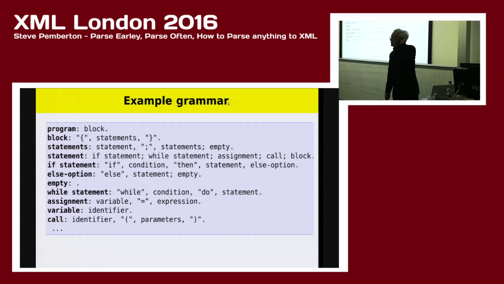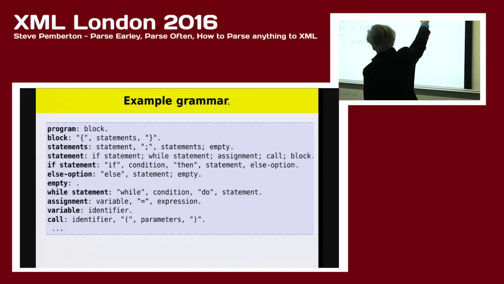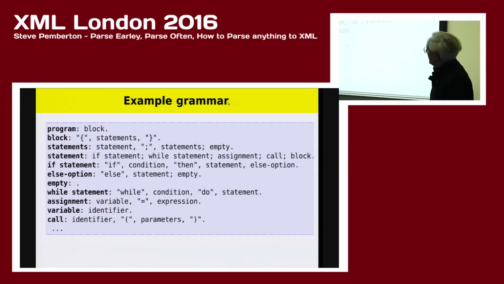This is a very simple grammar for a programming language. So a program is a block, and a block is an open brace with statements and a closing brace. Statements is a list of statements with semicolons in. But a statement is an if statement, a while statement, an assignment, a call, or a block, and so on and so on and so on.